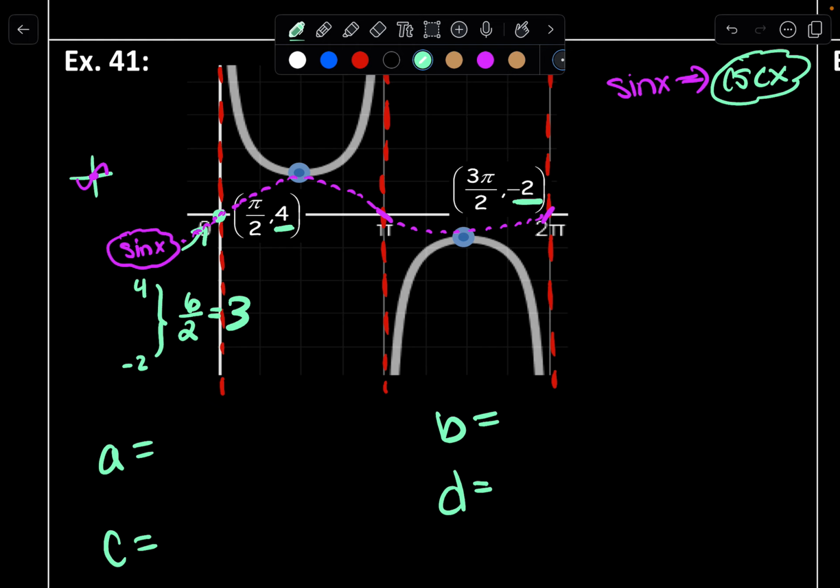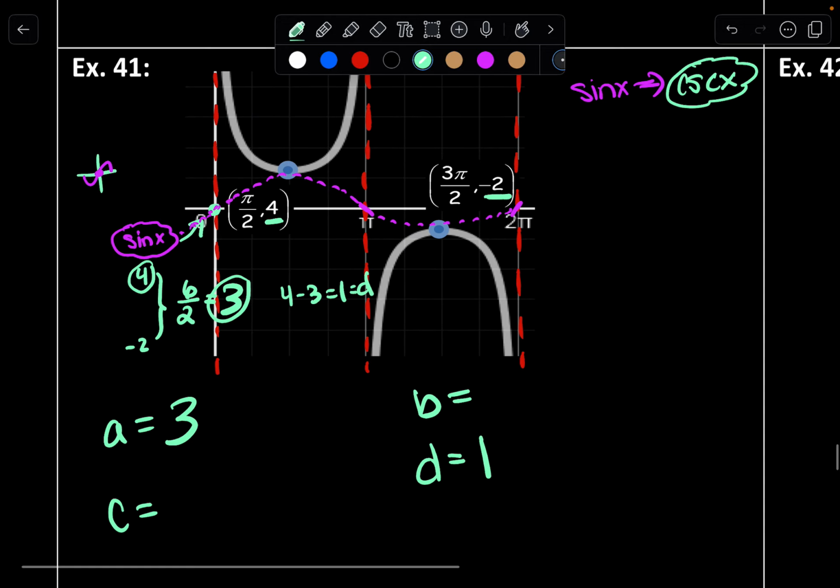So my amplitude is going to be +3. Now that I have my amplitude, I know that the midline is going to be that far from the relative extrema. So that means if I have a 4 and a 3, I can do 4 minus 3, which is equal to 1. That's going to be my midline. So D is equal to 1.